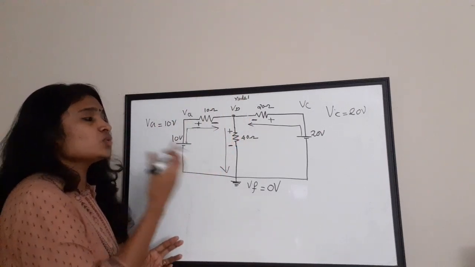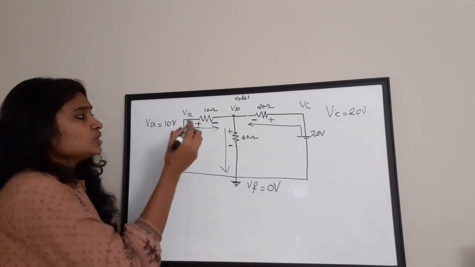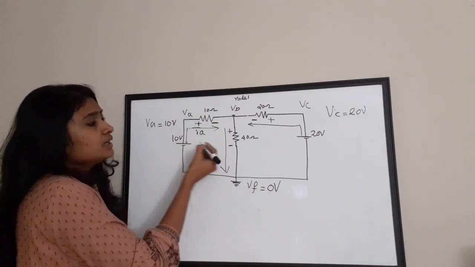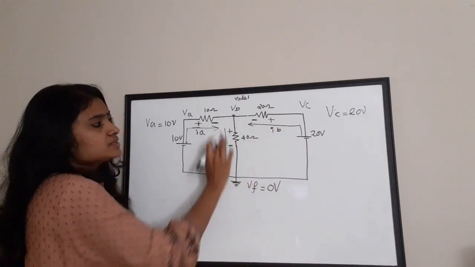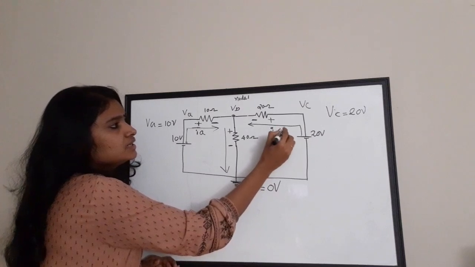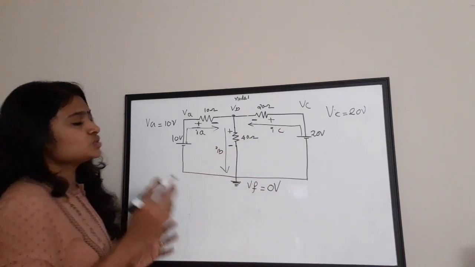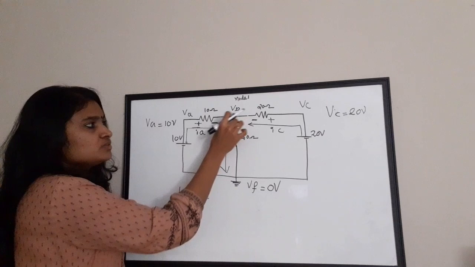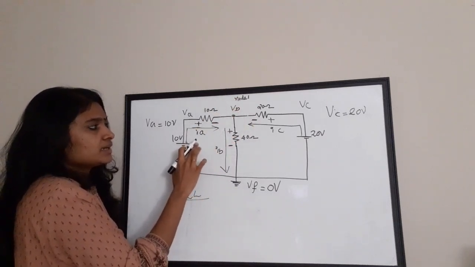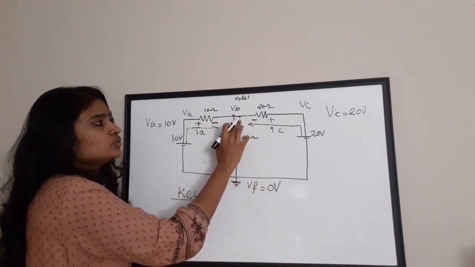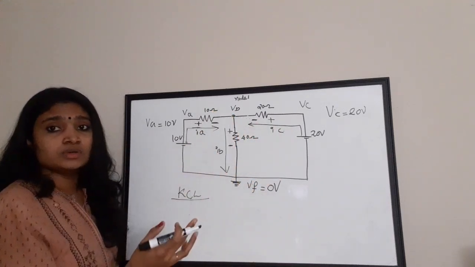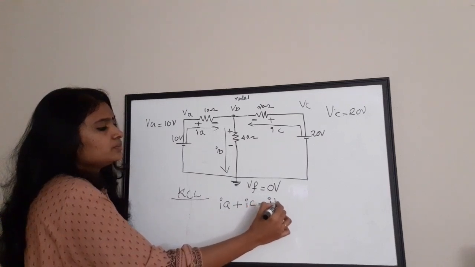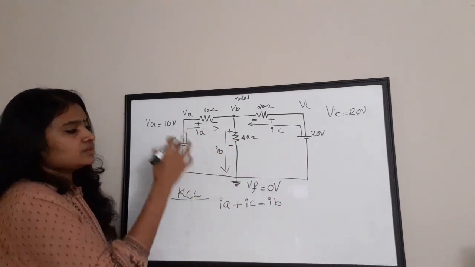As I said earlier, the nodal equation is equal to Kirchhoff's current law. There is some current here, right? So I'm going to call this current IA, this current IC, and this current IB. According to Kirchhoff's current law, what will be the current equation for this particular node 1? Here, the current IA is coming to the node, IC is coming to the node, and the current IB is leaving the node. So the equation will be IA plus IC is equal to IB. Okay, so this is the current equation.